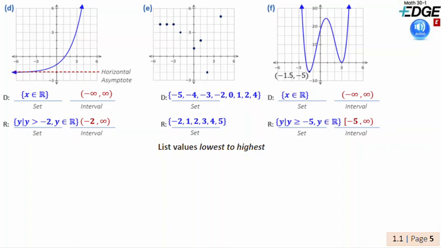Hopefully, those 6 examples give you a good overview of the kinds of graphs you might see and for which you'd have to determine the domain and range.